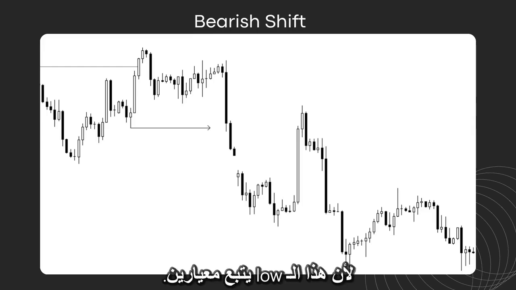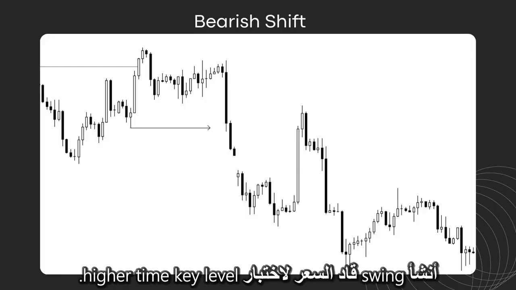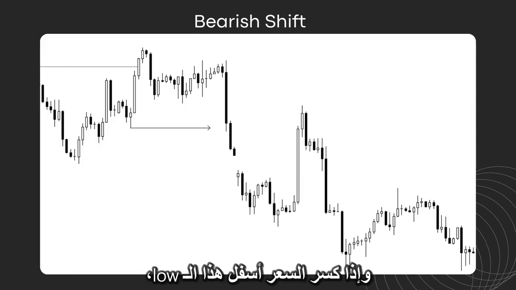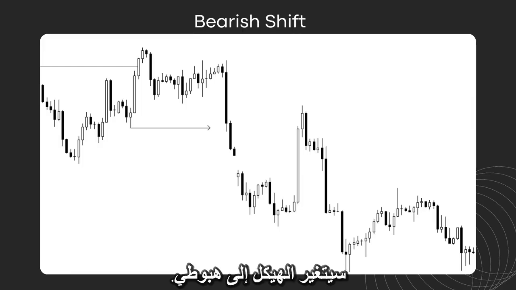Because this low follows two criteria. First of all, it broke above a high, and second of all, it originated a swing which led price to testing a higher time frame key level. So this means that this low is significant, and if price breaks below this low, the structure would be changed to bearish.